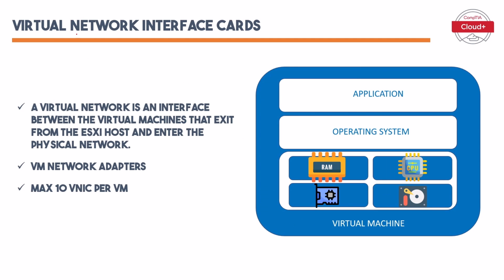Let's talk about VNICs or virtual network interface cards. A virtual network is an interface between the virtual machines that exit from the ESXi host and enter the physical network. So determining the type that is used typically depends on the type of guest operating system and applications that are installed. Note that there are several options available that enable VMs to reach the network. So in this illustration, you're looking at the VNIC, or the virtual network interface card, at this part of the illustration.